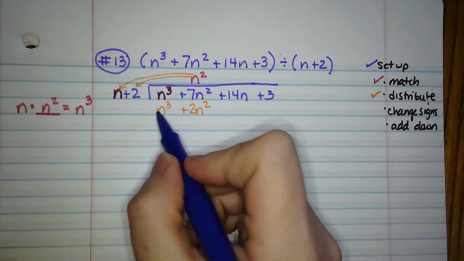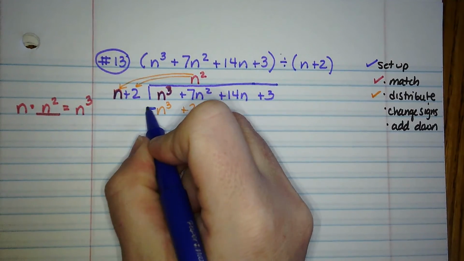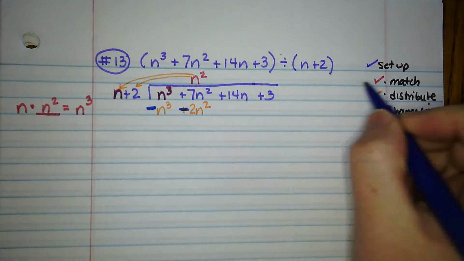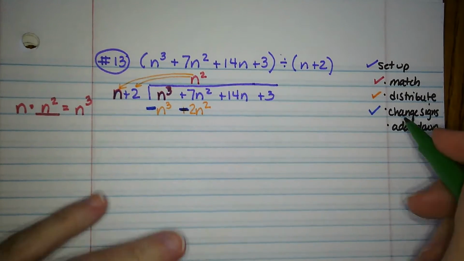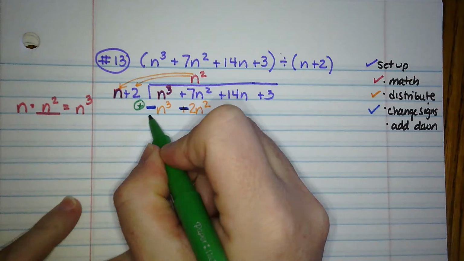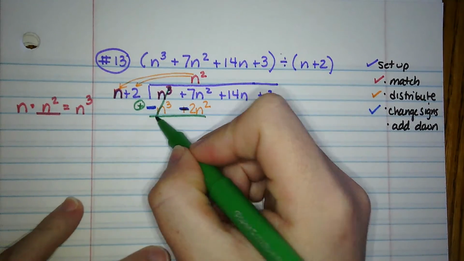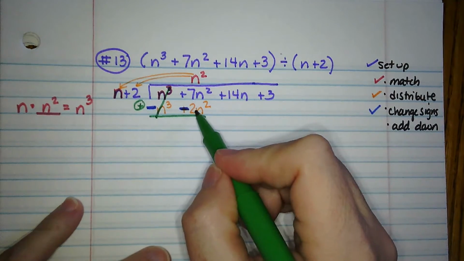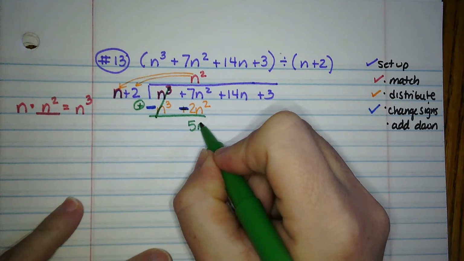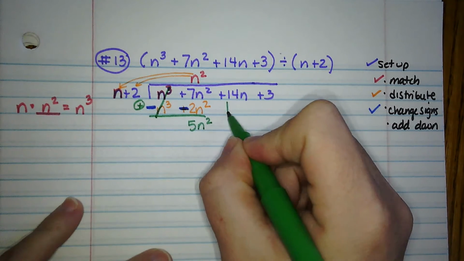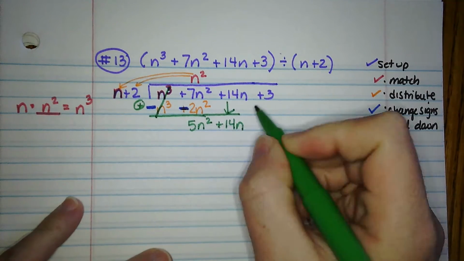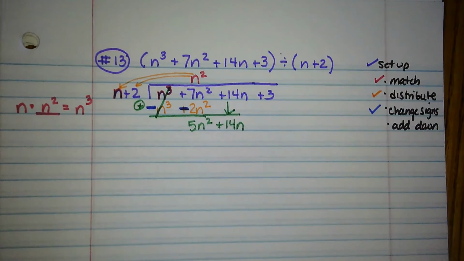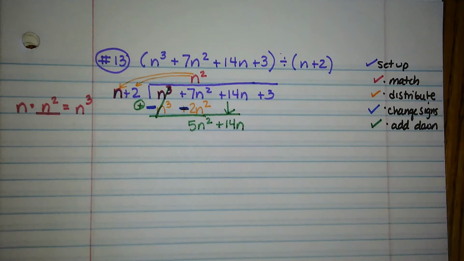Change signs. We've got to take what we just distributed and change the signs. This is a negative. Now this is a negative. That's done. And our last step is to add down. So I'm going to put a plus sign and go underneath. These cancel, and 7 plus negative 2 is going to give me 5n squared. I look to the right and I bring down my 14n. I'm only bringing down one at a time. Add down is complete.